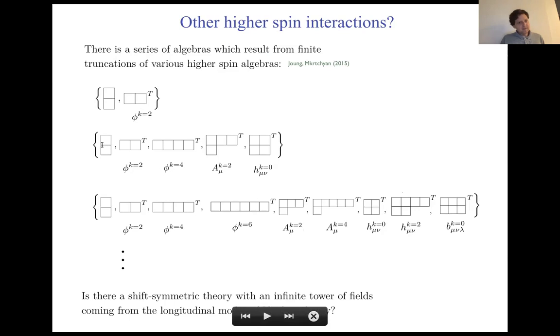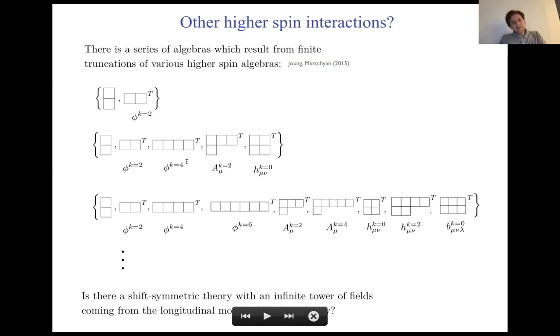But next on the list is this complicated algebra. Again, we have the AdS isometry here, but now we have a symmetric traceless tensor, which represents the k equals 2 scalar. We have a rank 4 symmetric traceless tensor, which would be the shifts of a k equals 4 scalar. We have this hook thing, which has the correct generators to be the shifts of a k equals 2 spin 1, and this window tableau, which is the right thing to parameterize the shifts of a k equals 0 spin 2. So we think there should be some theory.